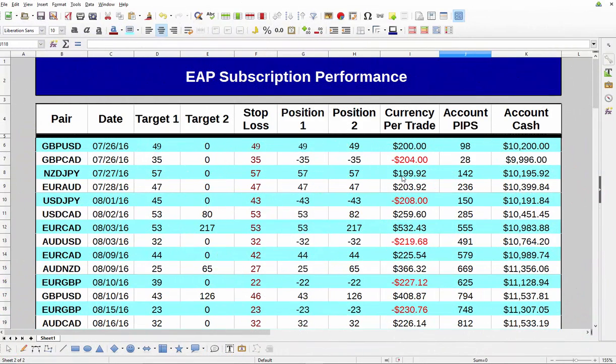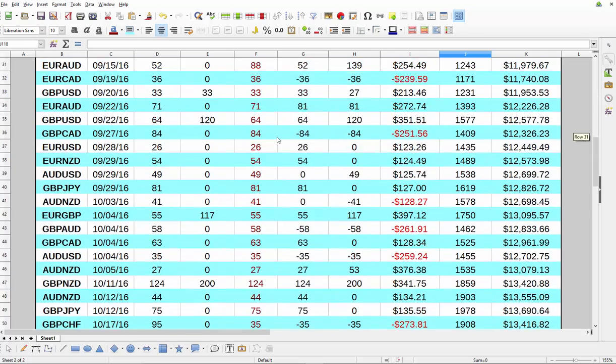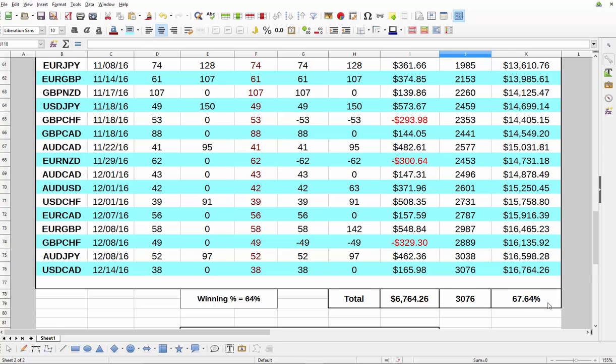Alright guys, so to close things out here for the EAP subscription service, I'd like to show you the equity curve and how it's performed since the beginning of the program, which was on July 26th of this year, a little over 4 months ago, about 4.5 months. And as you can see, this is the list of trades that I sent out in email analysis, which have currently put us at around a 67% return in the past 4.5 months.